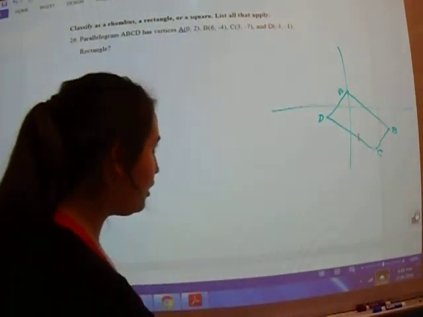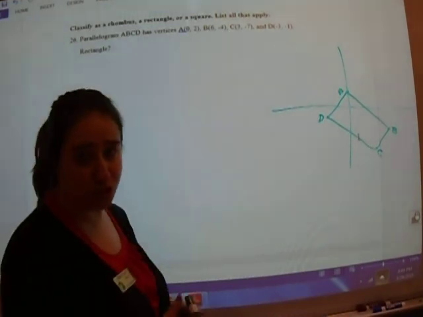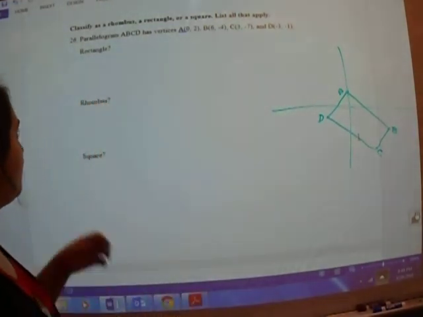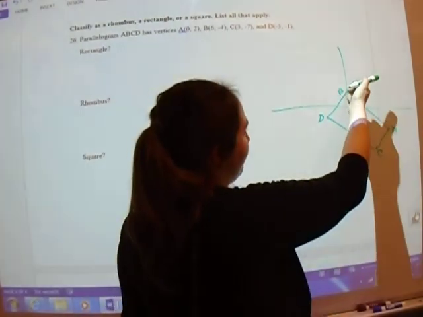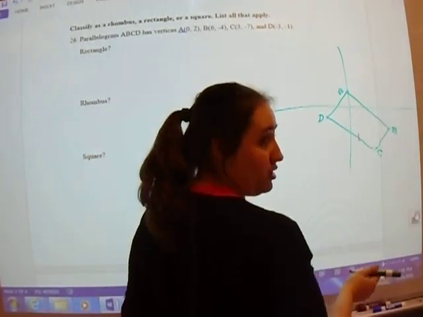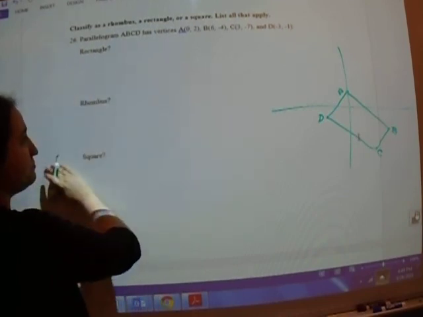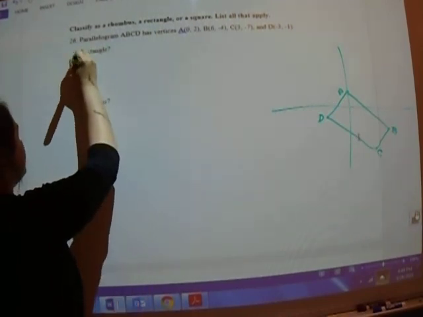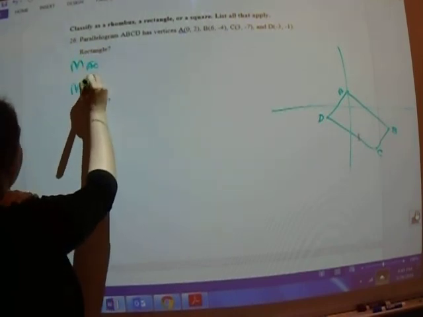Alright? So, in order to tell if it's a rectangle, there's a few ways we can do it, and you have a graphic organizer that'll help you with that. So one of the ways is in a rectangle, the diagonals have to be congruent to each other. All right? So here's what you would do. You would check the slope of AC, and you would check the slope of BD.